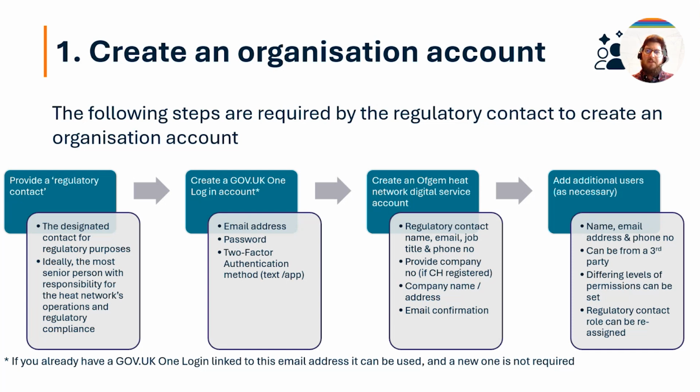Once the account is created, the regulatory contact can add additional users, including third parties, and assign different permission levels as required. Users can be given permissions to view information, add or edit heat network information, submit information to Ofgem, and add or edit other users' permissions.